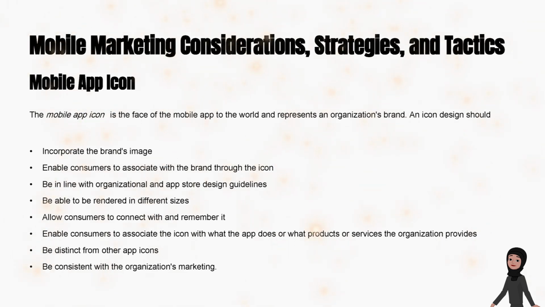After the app name, the app icon is another major part of first impressions. The mobile app icon is often the face of the app. It represents the organization's brand and helps consumers recognize the app quickly on a crowded phone screen or in an app store. An effective icon should reflect the brand's image and help consumers connect the icon with the organization.